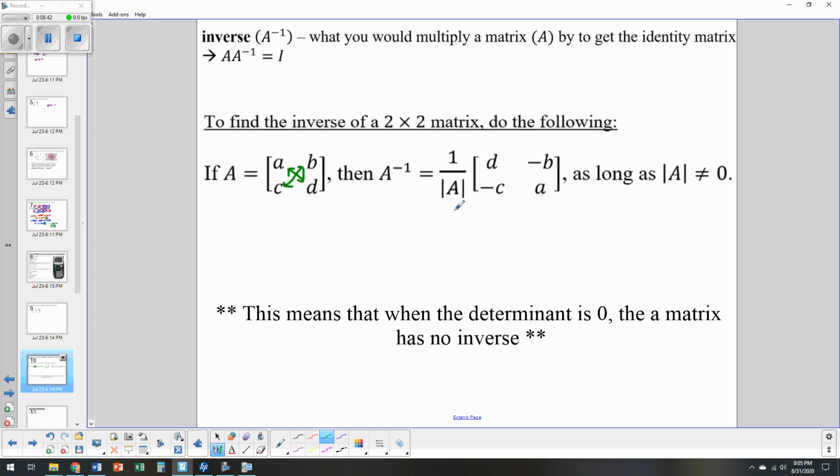And what this also means is, because you can never have 0 in the denominator of a fraction, if the determinant of a matrix is 0, then it has no inverse. Right? You cannot have an inverse of a matrix if its determinant is 0.